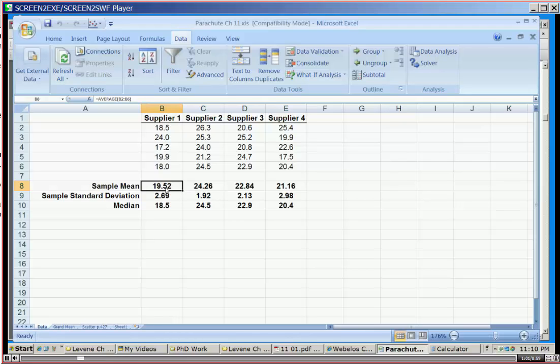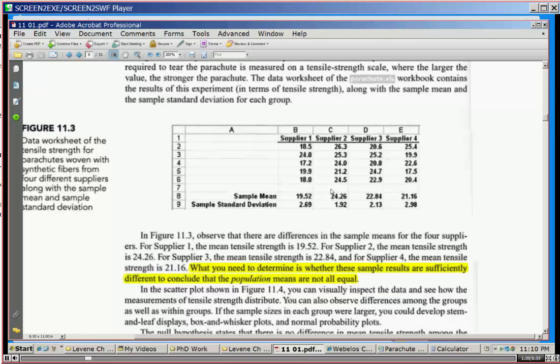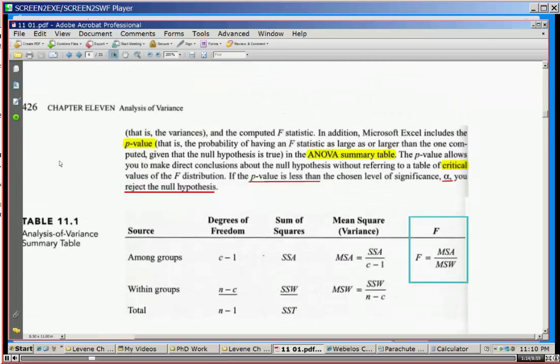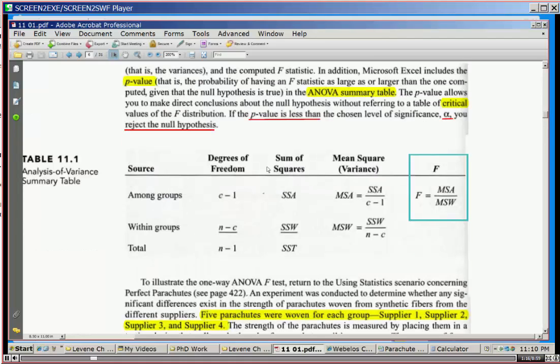The Excel function for calculating the mean is AVERAGE. And this is what we just saw here on page 426. This is the typical layout of the ANOVA table which we're going to reproduce. All this information up to here just shows the steps which were used to come up with the F ratio.